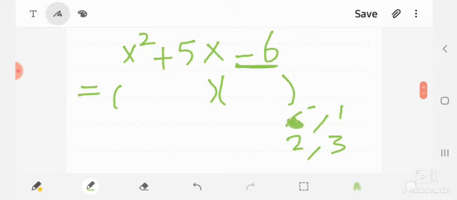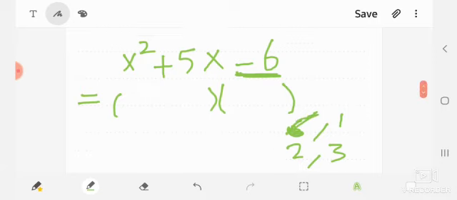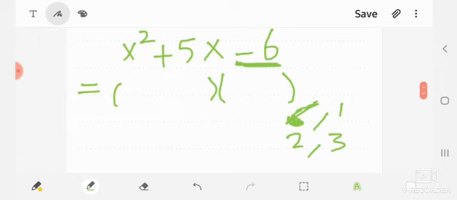But we notice that we have minus 6. So the two numbers should be, one of them positive and the other negative. Look at the coefficient of the middle term. It is positive 5. Which of these two couples gives me positive 5 when one of them is positive and one negative? The 5 is positive, so the larger number shall take the positive sign, and the smaller number shall take the negative sign.